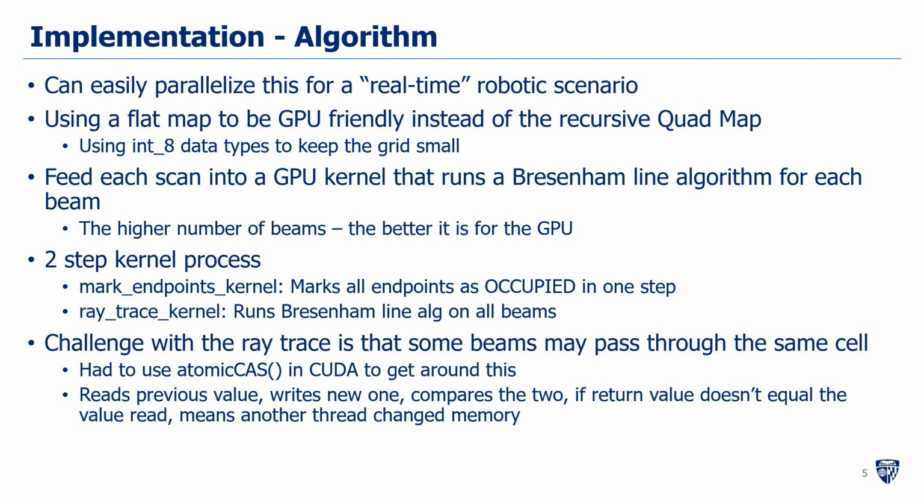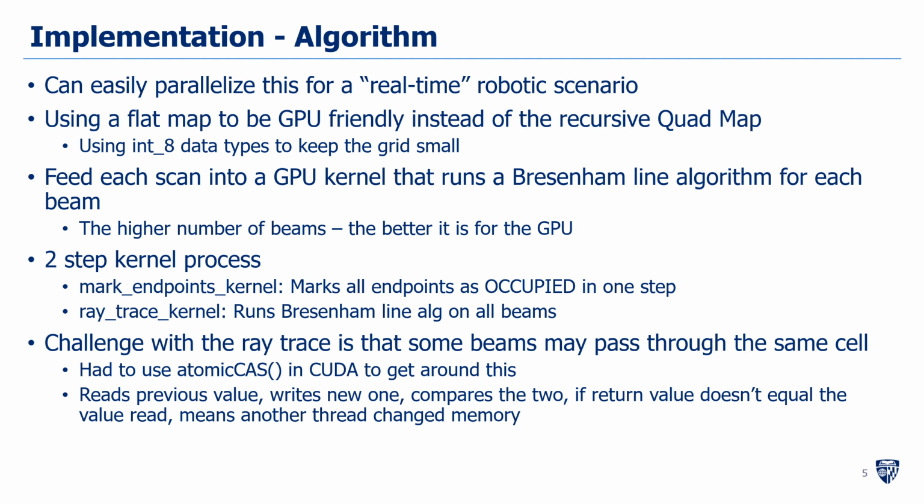So getting more into my implementation and the algorithm that I use, you can easily parallelize this for a real-time robotic scenario. You can use a flat map to be GPU friendly. Like I mentioned, the recursive quad map before, I did not go that route. I thought that would be a little too complicated. I'm sure there are ways to do it. But instead of saving space with larger blocks, I just decided to use a small integer data type to keep the grid small. So even though I have a lot of blocks, potentially that are just unoccupied space, at least they're pretty small.